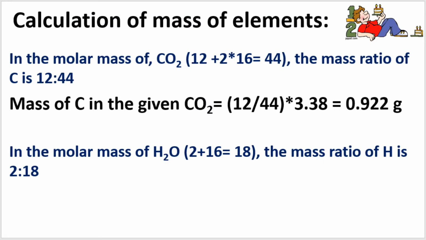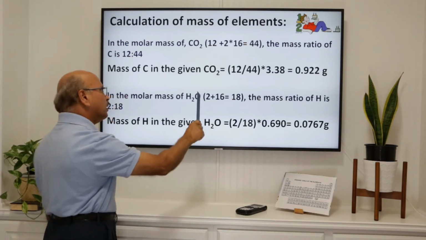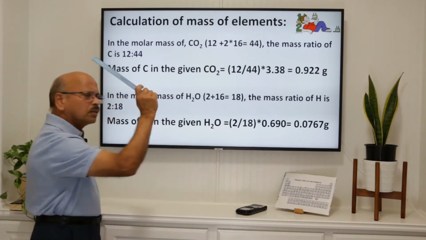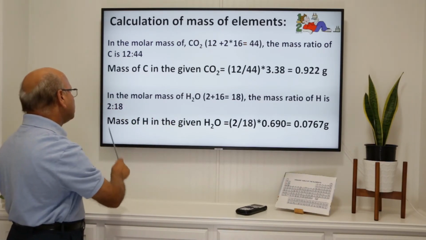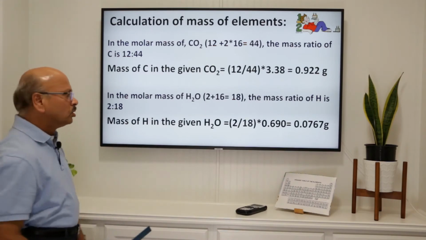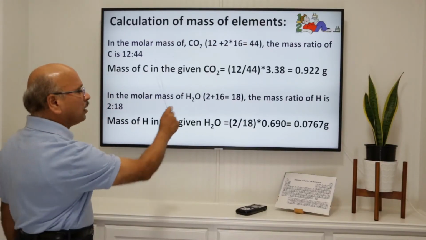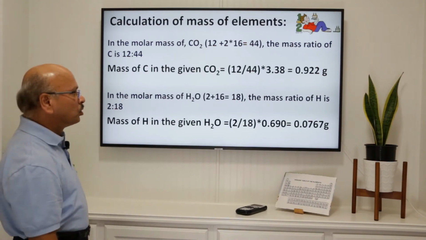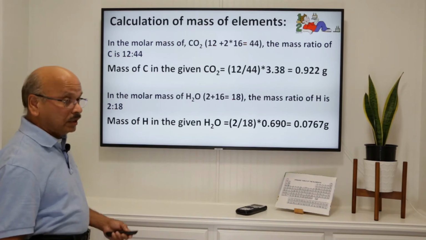Similarly, we can also find the mass of hydrogen. Take water, H2O. In water, we have 2 for hydrogen, 16 for oxygen. Add them together, you get 18. That means out of the 18, 2 is hydrogen. So the mass ratio of hydrogen is 2 is to 18. We use that ratio, multiply with the mass of water given, and that gives you the mass of the hydrogen. Now we have the mass of the carbon and the mass of the hydrogen. So what is the next step? We go to the empirical formula by taking the moles.